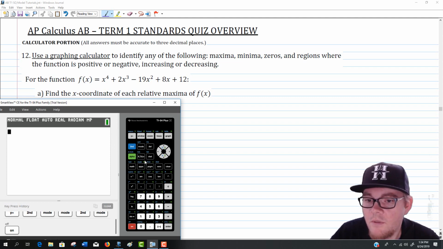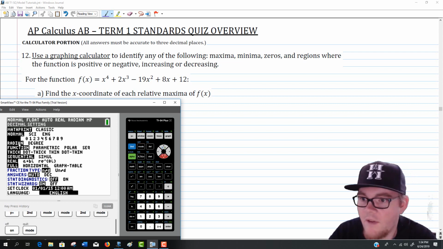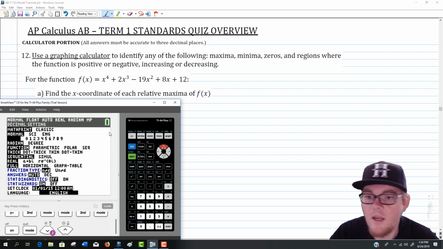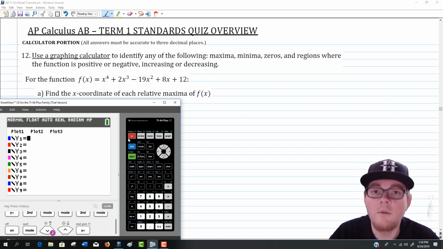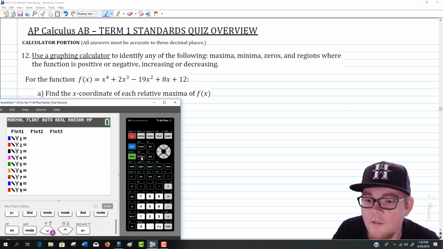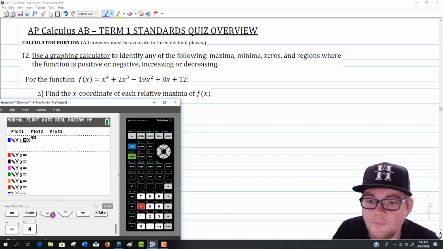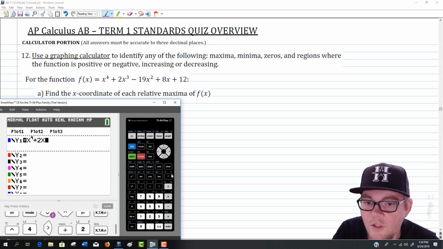So what we're going to start with is first we need to make sure we're in the correct mode here. Our mode should be in radian mode, and it looks like in fact we are in radian mode, so we're in good shape there. So I'm going to go up into y equals, and I'm going to input the equation of our function that we're analyzing. So that's going to be x to the fourth, and sorry, it's kind of tough to see this. It's going to be x to the fourth plus 2x cubed minus 19x squared.